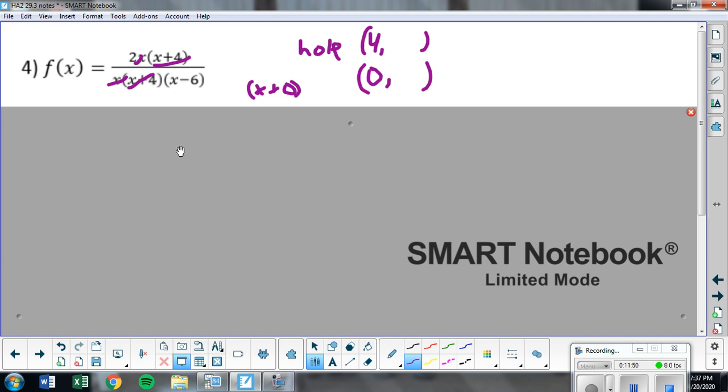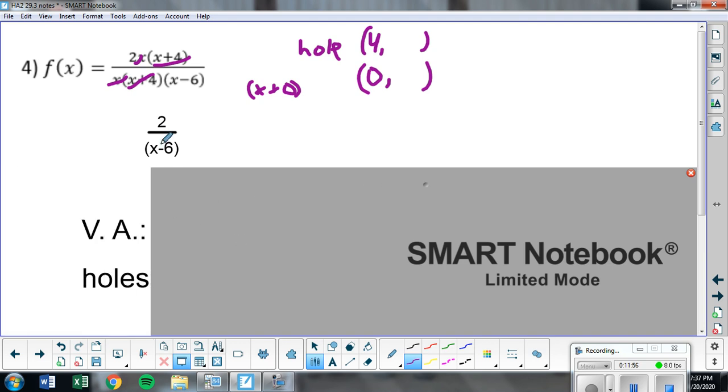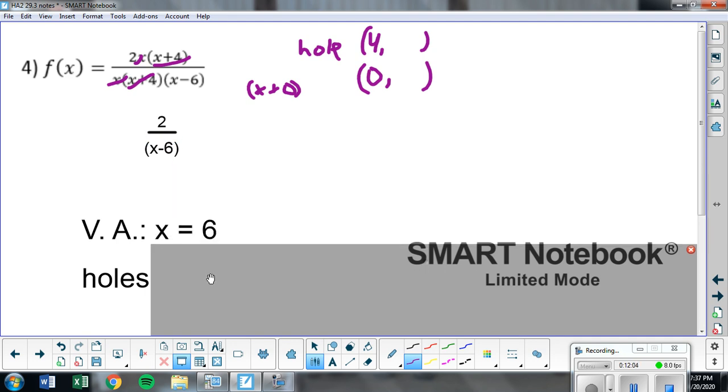And let's just go ahead and simplify. That's going to be 2 over x minus 6. My vertical asymptote, look at the denominator. The x value that would make this 0 is 6. X equals 6. And I have two holes at -4 something and 0 something.